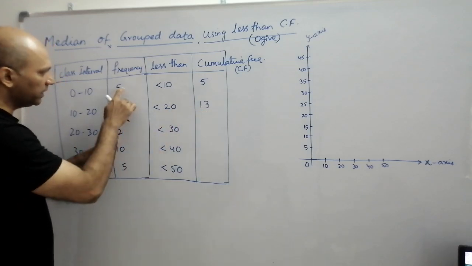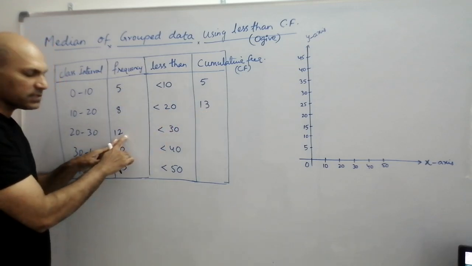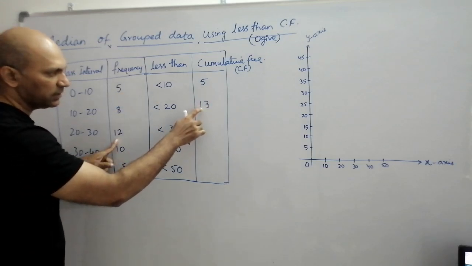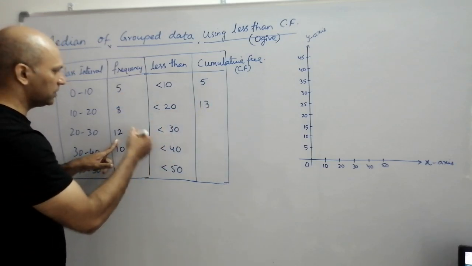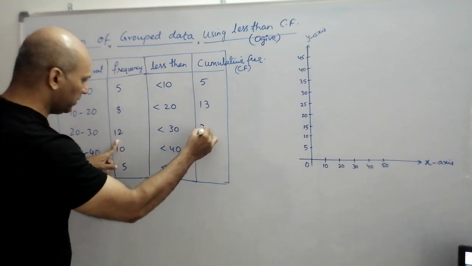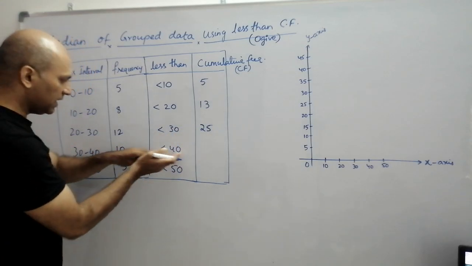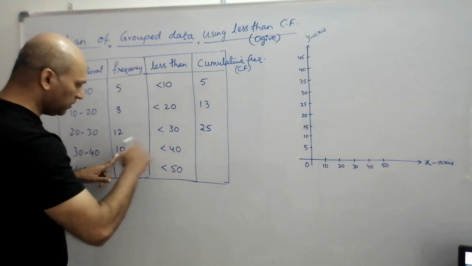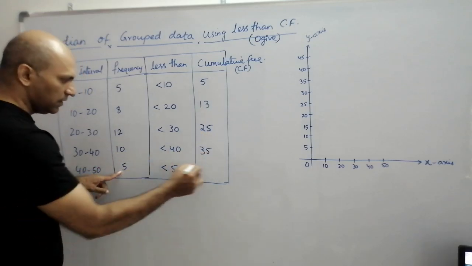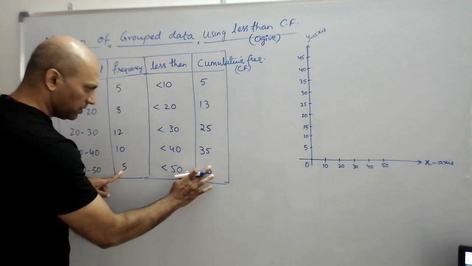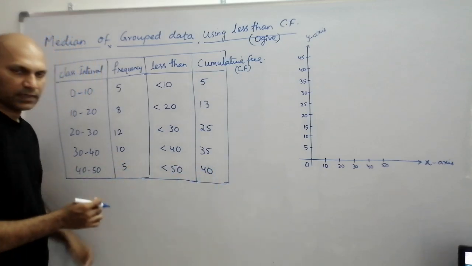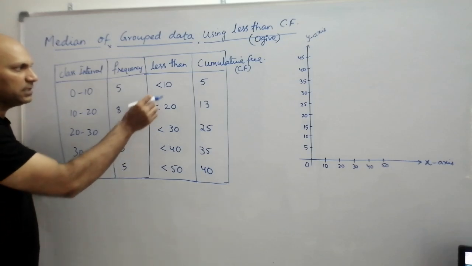And less than 30 we need to add 5 plus 8 plus 12. So 5 and 8 we already added here, we got 13. So we can add 12 and 13 also, or we can add 5, 8 and 12 also. This will give us 25. And less than 40, to this number we should add 10. So it is 35. And less than 50, it is 35 plus 5, it is 40 here. I hope this is clear.